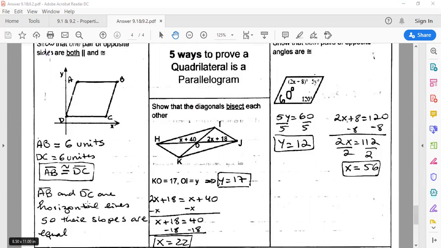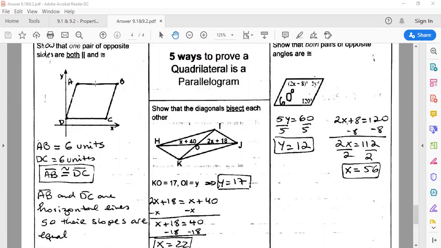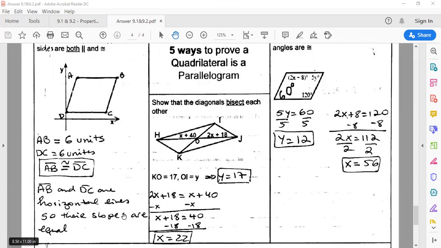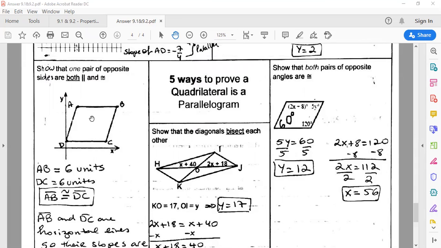The other thing I have to confirm now is the length. You can't really see the grid here on mine, but on your notes, you should be able to see the grid. If you count from A to B, you get 6 units. And then from D to C, you also get 6 units. So that means that AB is congruent to DC. So I've shown that those opposite sides are both congruent and parallel. So I've shown that this quadrilateral ABCD is a parallelogram.